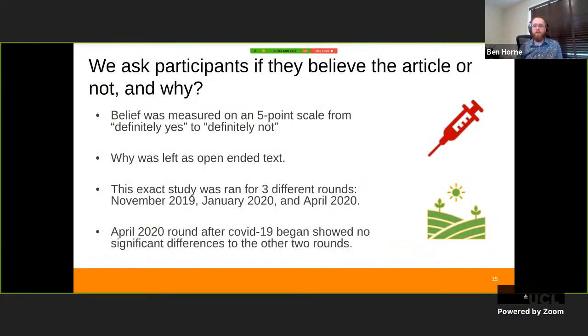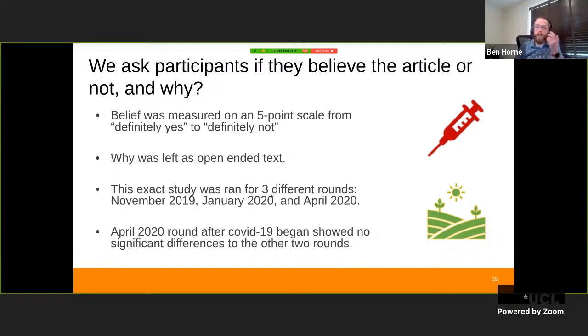And then each individual is given a news article, and they're asked two very simple questions. Do they believe that article and why? Belief is measured on a 5-point scale from definitely yes to definitely not. And then we left an open-ended text box to say, why did you choose to believe or not believe that? The goal here is to get at the reasoning, not necessarily how correct they were, but why they chose to believe it or not, and try to extract heuristics from that.